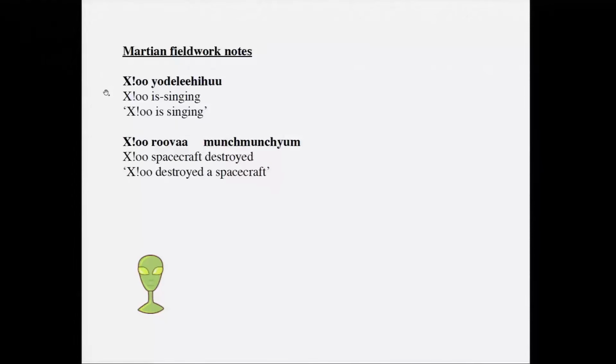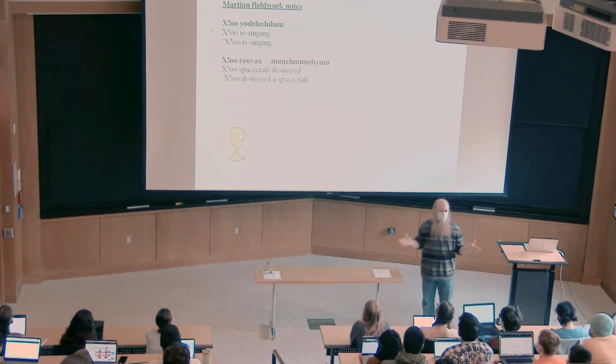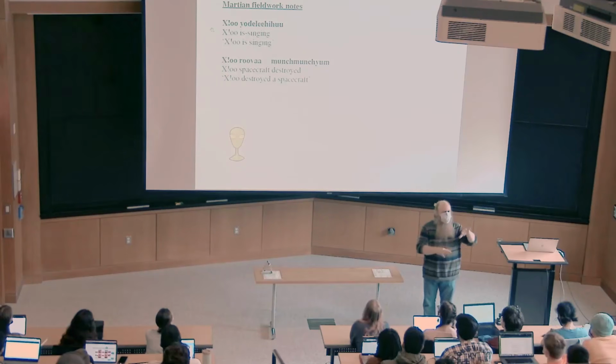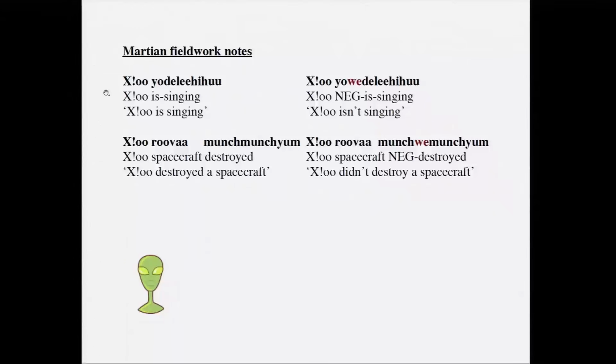Here's Go is singing, Go yodlehihu, and Go destroyed a spacecraft, Go rova munch munch yum. So here are two verbs that are longer, and so we'll be able to tell by negating these which of the various hypotheses we've been floating are the most attractive ones. Turns out we get yowedele dihu and yowedele hihu and munchwe munchyan.